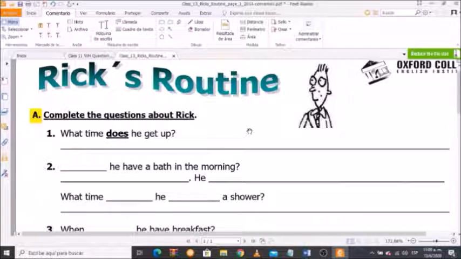Y vieron que nosotros recién, con lo de Ana, estuvimos viendo que, como el sujeto era she, en lugar de usar do, íbamos a usar does. Bueno, la misma regla va a aplicar si nuestro sujeto es he. Entonces, si nuestro sujeto es he or she, cuando formulemos la pregunta, vamos a usar does. Okay? So, what time does he get up?